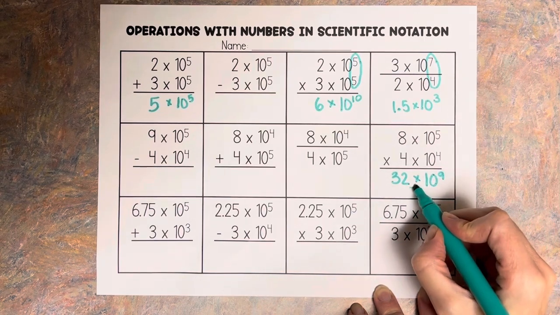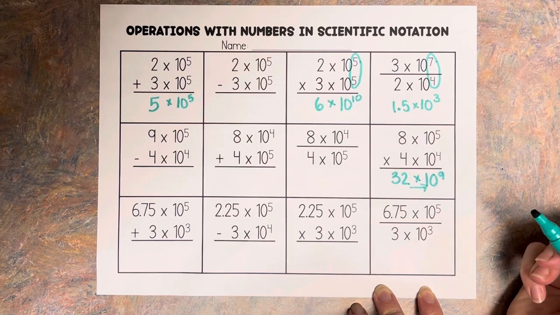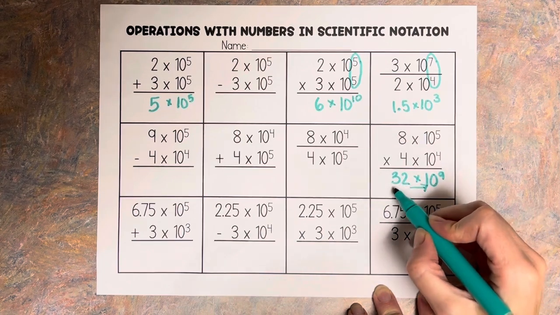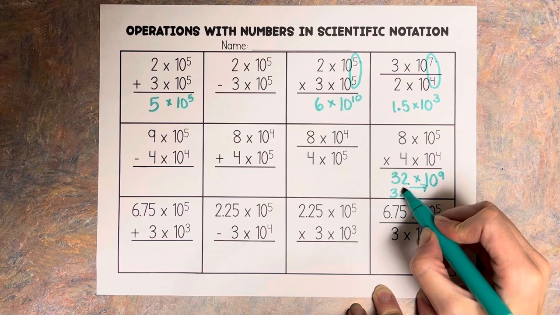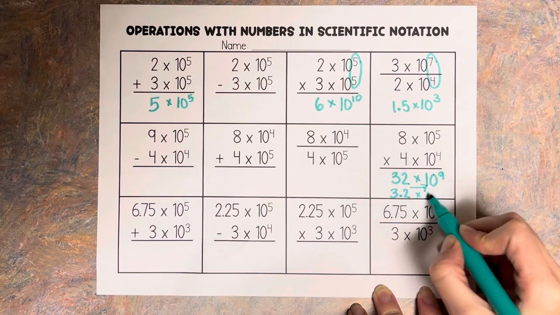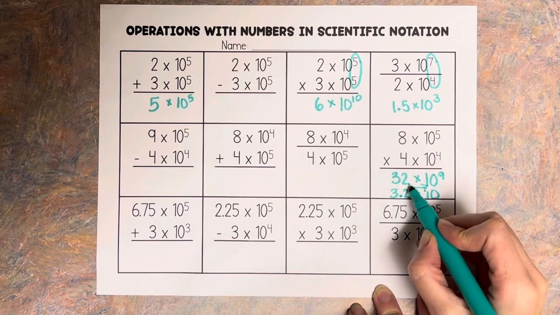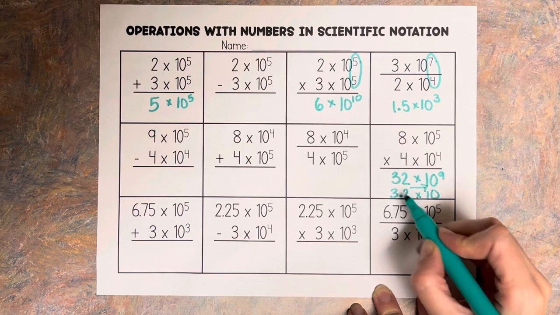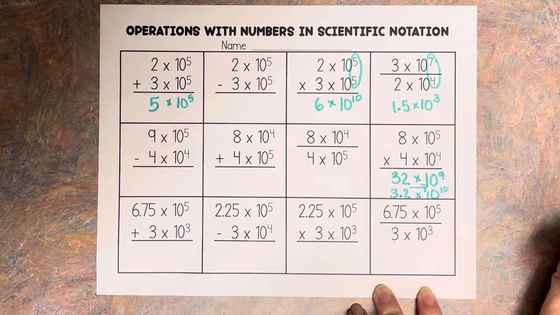So we need to move our exponent 9 this way, but we can't have 32, so we'll change that to 3.2 times 10 to the power of. So now since we move the decimal further away from where we want it, we're going to have to move it more, so our exponent will be a 10.